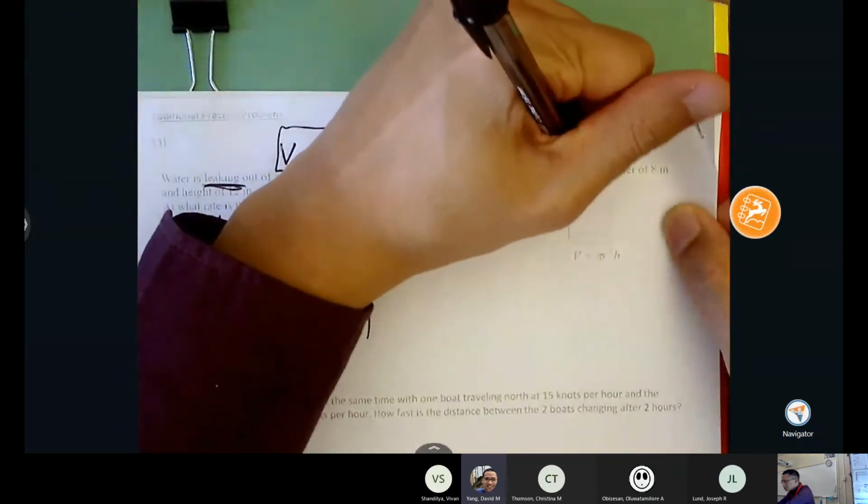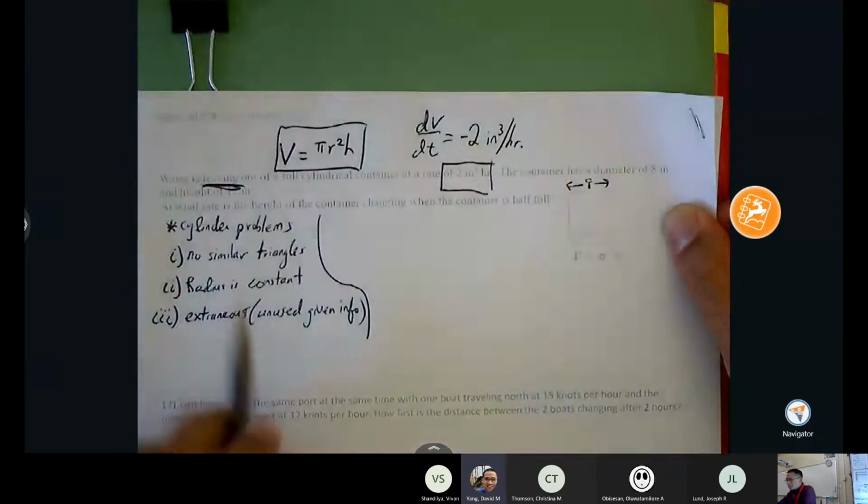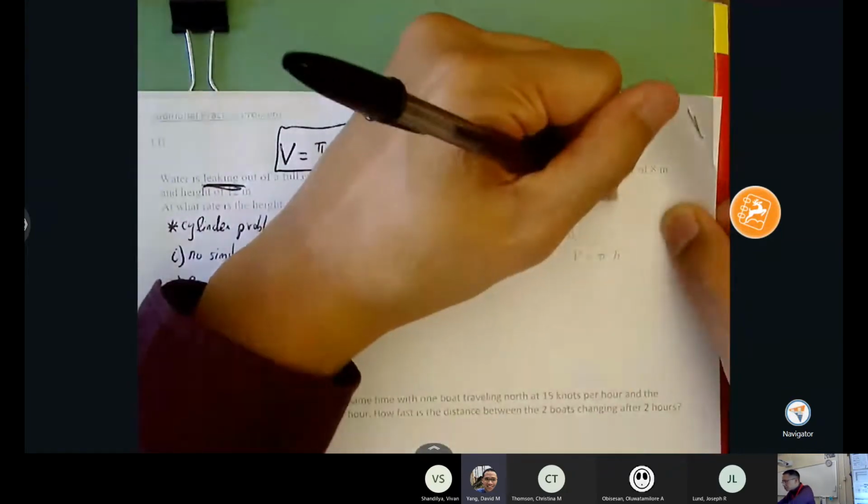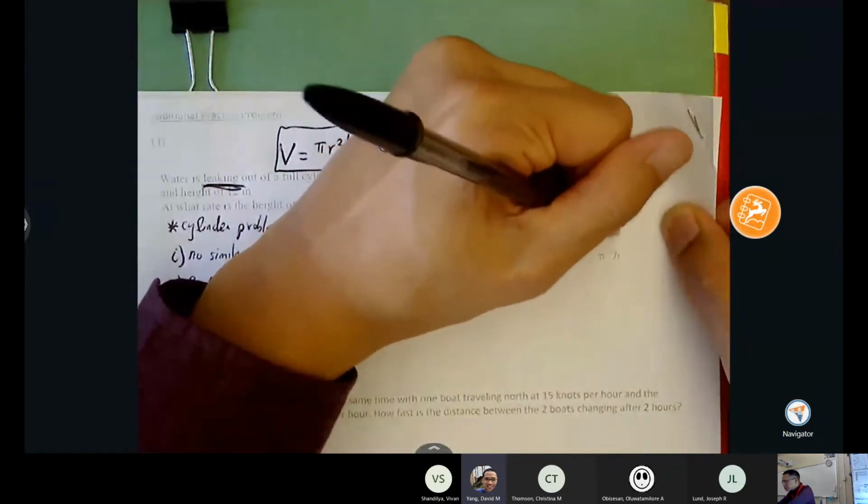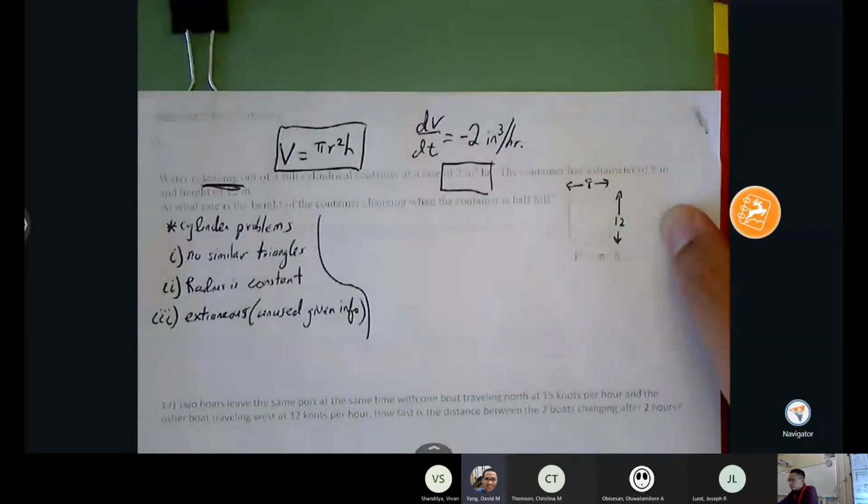Diameter of 8 inches. Height of 12. At what rate is the height of the container changing when the container is half full?